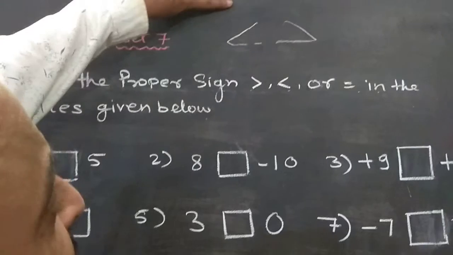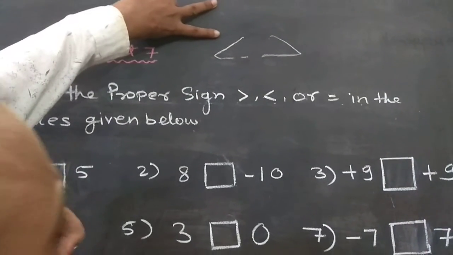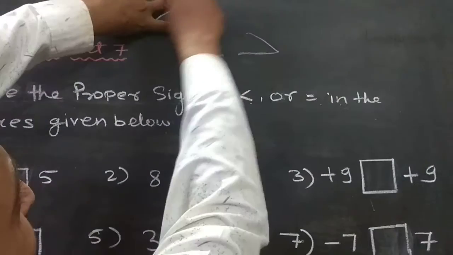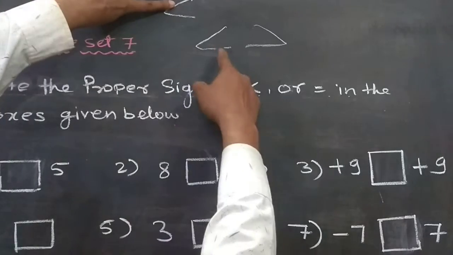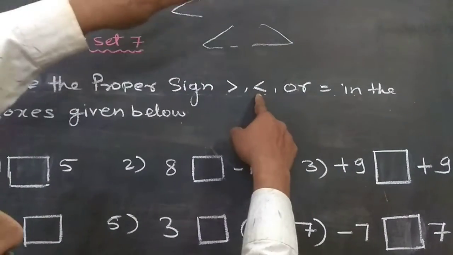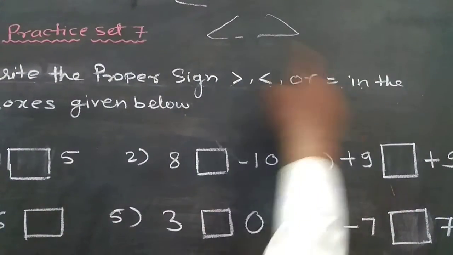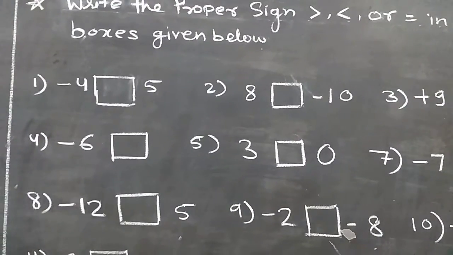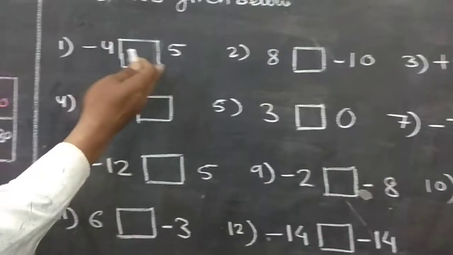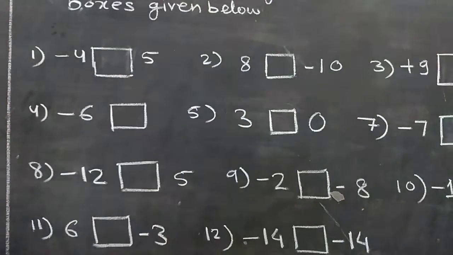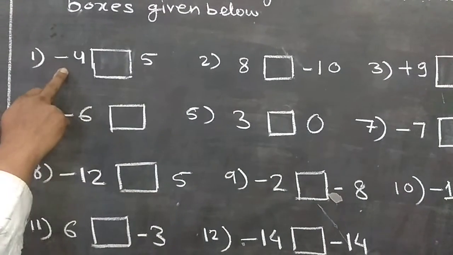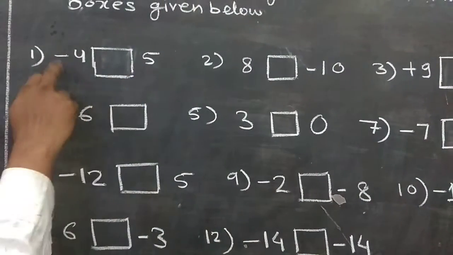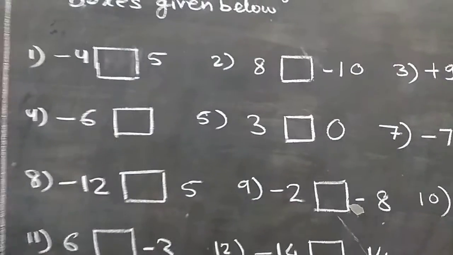Put your left hand simply on your textbook, your notebook, and draw a sign like this. So this is always less than. Okay, so this is your less than, this is your greater than, or this is equal to. Now, based upon the examples we have discussed, we have to put the proper sign in the box. Now see, this is minus 4 and this is 5. This is the negative number, this is the positive number.